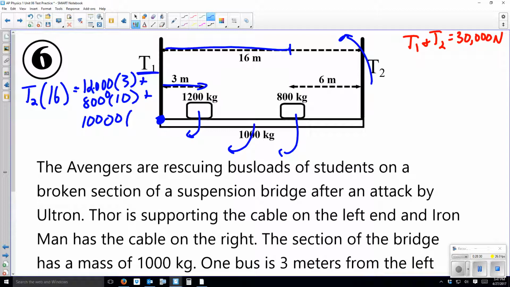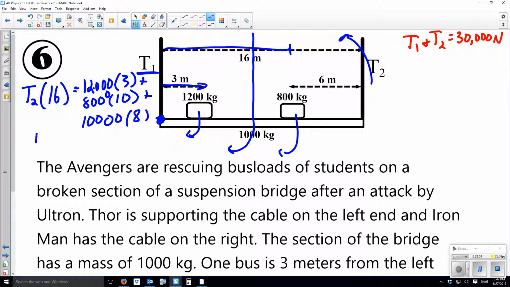So I took each of the torques that were going counterclockwise, I set it equal to any torques that went clockwise, and when I solve all that algebra out, I end up with a tension, which is what I'm looking for, tension 2, of 12,250 newtons.